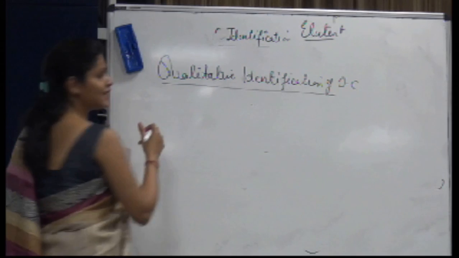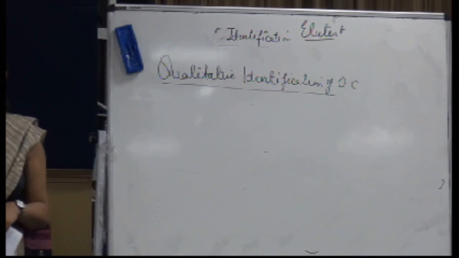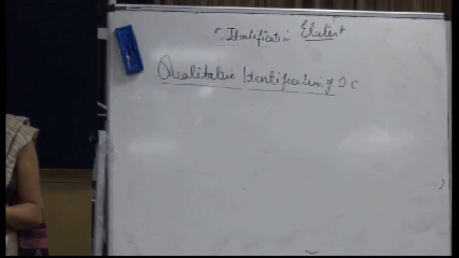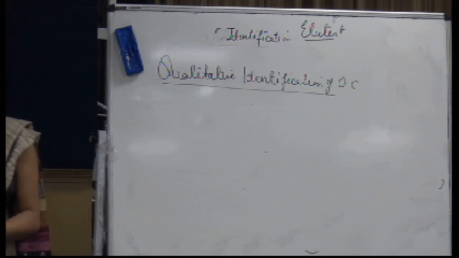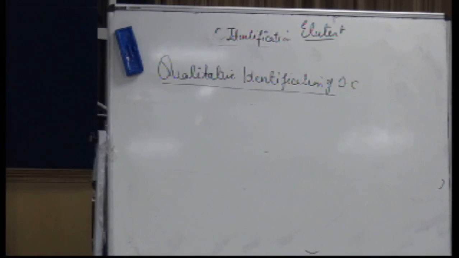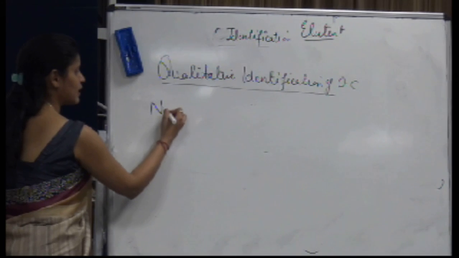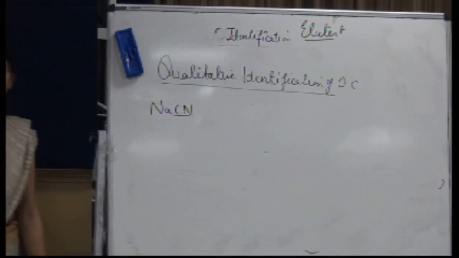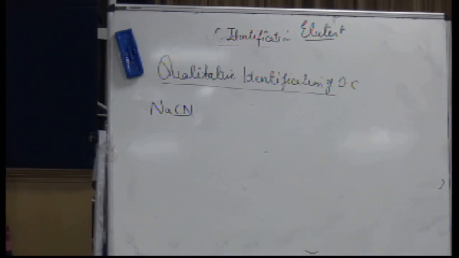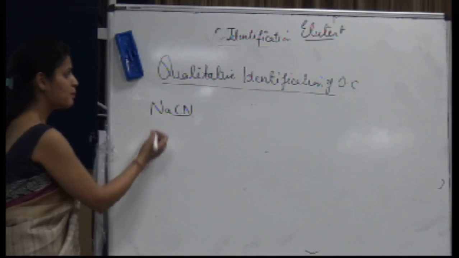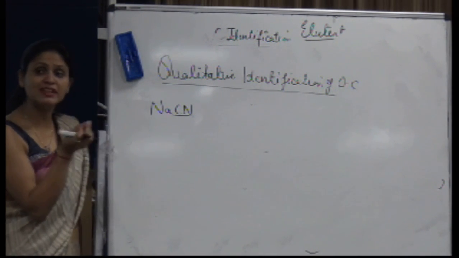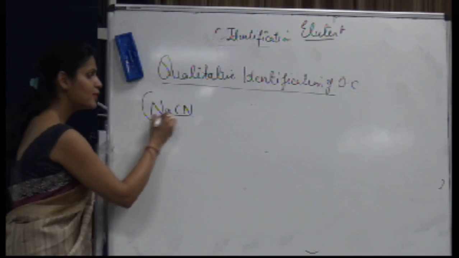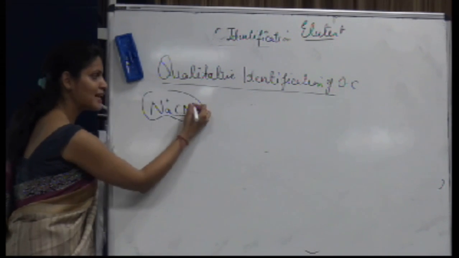So I'll start identifying the various extra elements present in the organic compound. What was the first test? Sodium cyanide, NaCN. That means any compound having carbon and nitrogen. Suppose you are taking a compound which contains carbon as well as nitrogen. I don't know in which form it is present, but when I fuse that organic compound with sodium, it will form the ionic compound as Na+ and CN-.